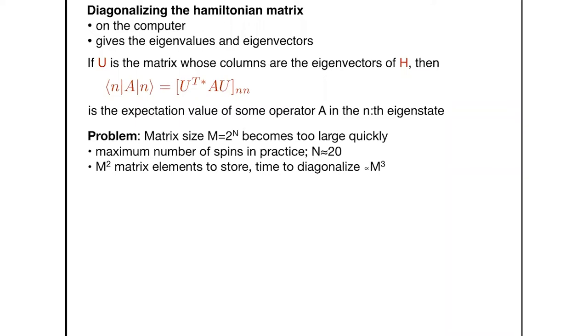And the reason is that for an M by M matrix, the time taken to diagonalize it scales like M cubed. So that's the main bottleneck. So you can see if M is like a million, it takes on the order of 10 to the 18 operations to diagonalize that. That would be if n is 40, then 2 to the 40 is like a million. Yeah, please.